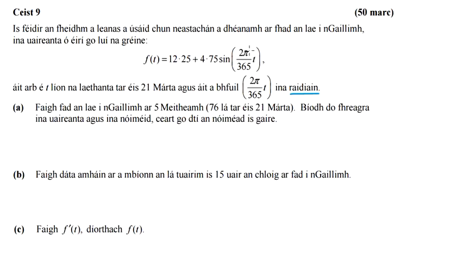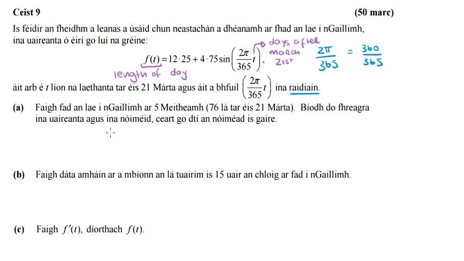We're either using our calculator in radian form, or instead of 2 pi over 365, we can use 360 over 365. Other things to note is that when we do find t, it's the number of days after March 21st. So if we're looking for a specific date, we need to be careful with that as well. So f of t gives us the length of the day, and t is the number of days after March 21st.